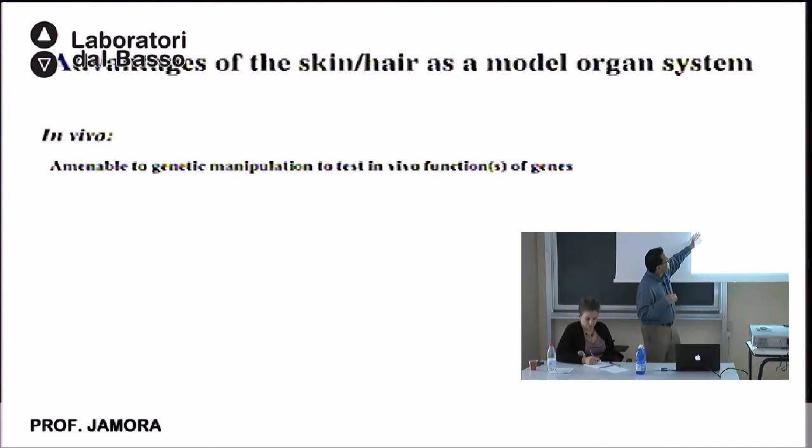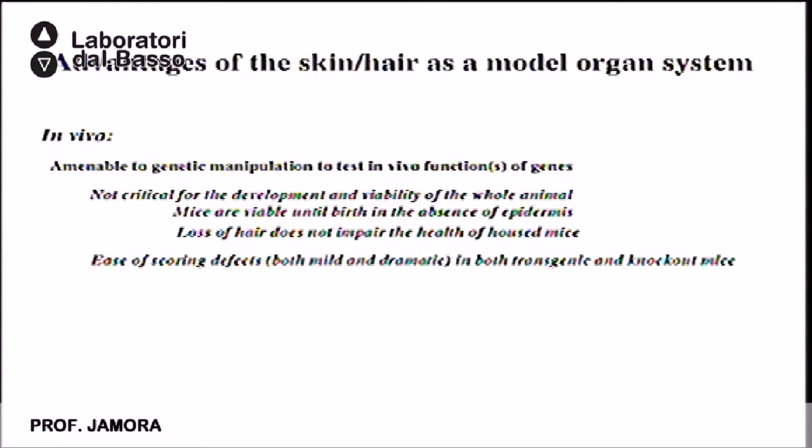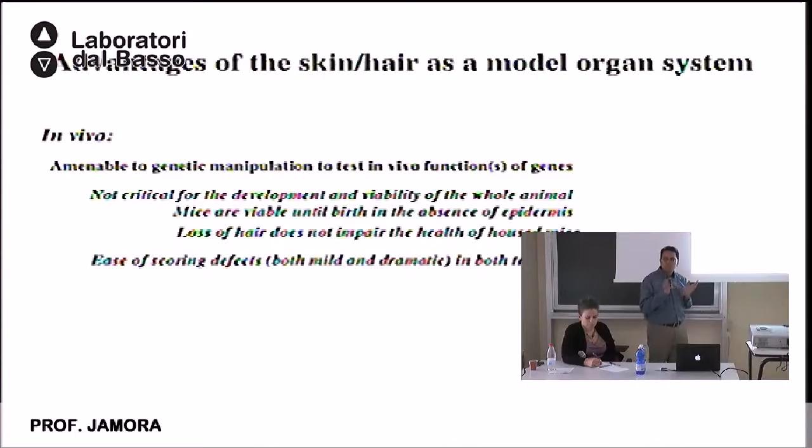So, like I mentioned in the previous talk, in vivo, it's amenable to genetic manipulations. We could knock out genes, add genes, and test the in vivo function of them. And as I mentioned, it's not critical for the development and viability of the whole animal, right? So mice themselves and even some humans are viable until birth in the absence of it. You don't need an epidermis, right? You can survive all the way up to birth, and then you'll die later because of the water loss. But you can go quite far in development. And as I mentioned, the loss of hair does not impair the health of mice that are housed, right? So that they're nude is fine. It's also easy to score defects because you could just look at the animal and tell if something is wrong with it.